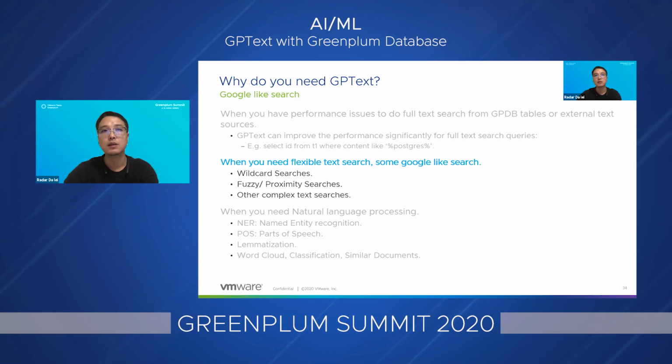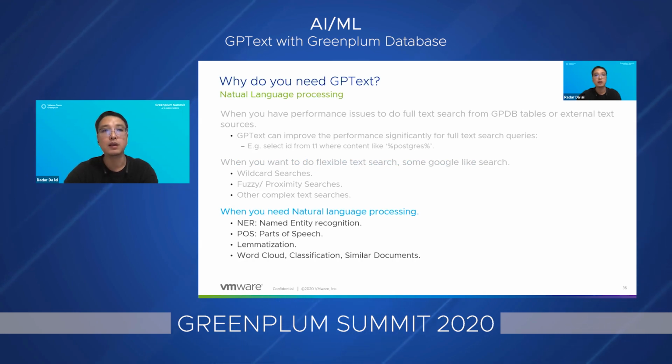Secondly, sometimes you want to do a Google-like search against a table. You may need a complex SQL to do such a search, but with GPText, it's pretty easy. You can do wildcard search, fuzzy and proximity search, and all the other complex text searches.